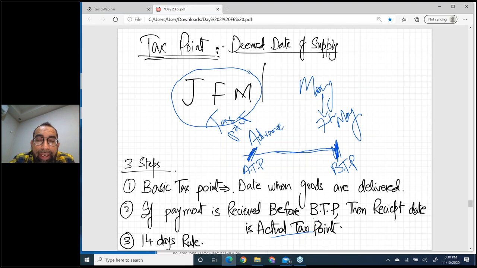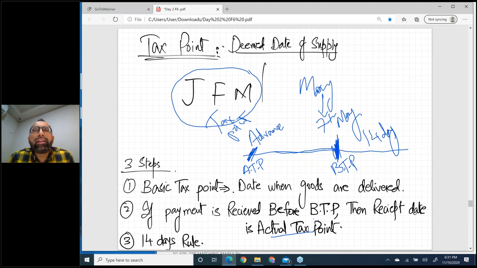Now the last thing, come again to BTP, there is a 14 days rule. You have to check whether you have issued invoice in the next 14 days from BTP. If yes, then the invoice issuing date will be your actual tax point. And if you are trying to be very smart with the tax department, and you are issuing the VAT invoice late, means after 14 days, 15, 16, 18, 20 days, then in that case your BTP will be your ATP.